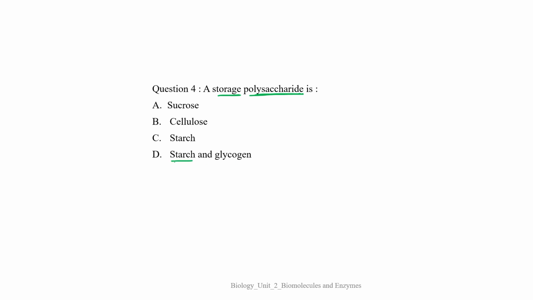So starch is the storage polysaccharide in plants and glycogen is the storage polysaccharide in animals. So D choice is the correct choice. If we have to choose one out of C and D, we have to consider D as the more correct option because they have given two different things: starch as a storage polysaccharide in plants, while glycogen in animals. Is this clear? So choice number D would be the correct answer.